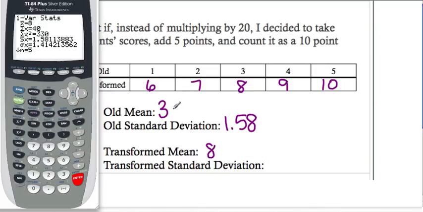We had the old mean, and we added 5, just like what we did to the data set. We added 5 to each point, so the new mean is increased by 5. But look at the transformed standard deviation, 1.58. What happened to the standard deviation? Nothing. The reason for that is I added the same amount to each value. Standard deviation measures spread, and these 5 numbers are not any more spread out than these first 5.